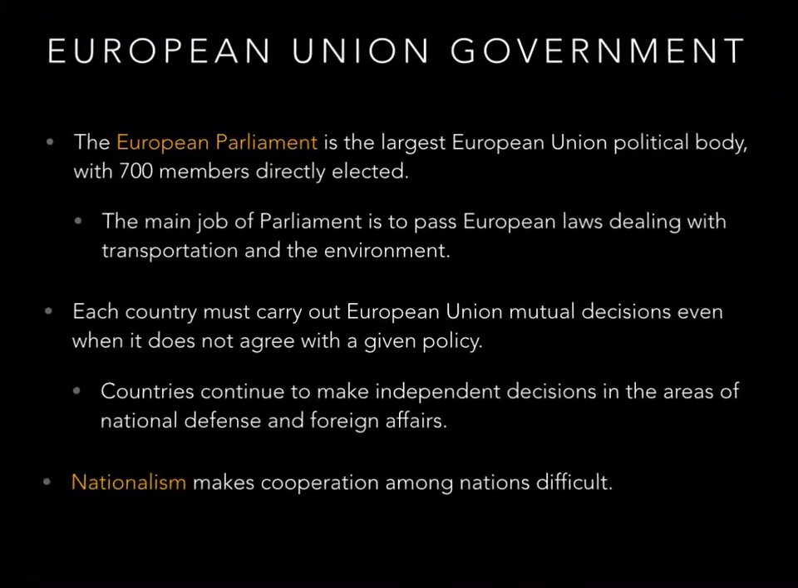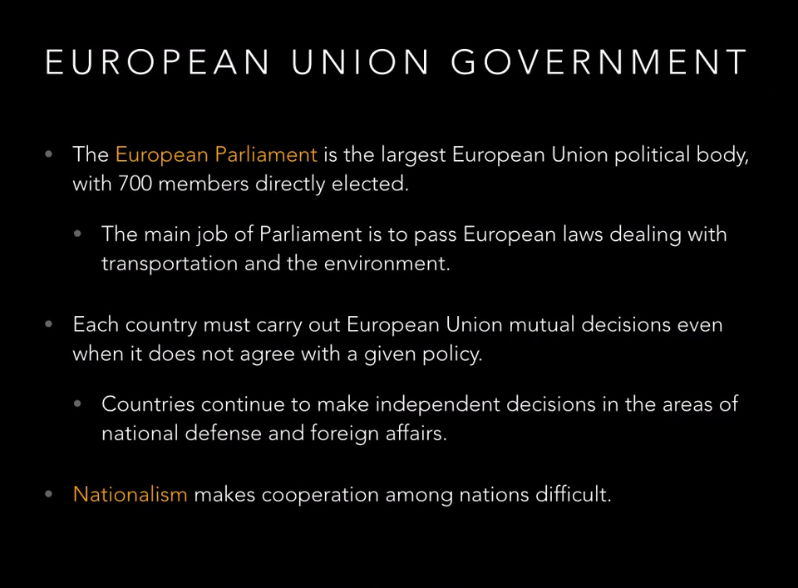Political cooperation. European Union government. The European Parliament is the largest European Union political body. It has 700 members that are directly elected. The main job of Parliament is to pass European laws that deal with things like transportation and the environment.